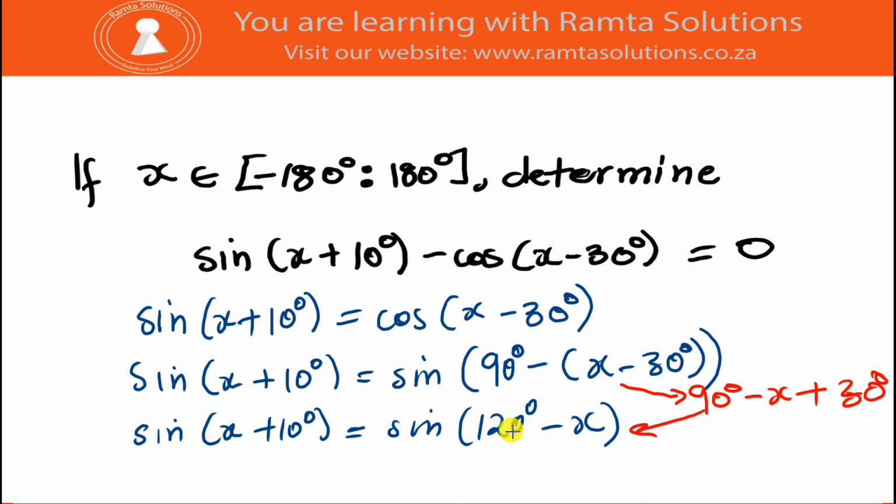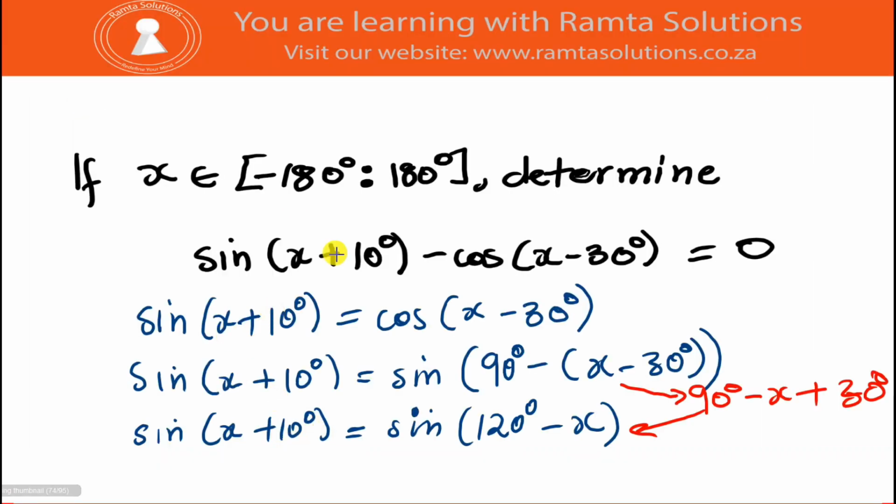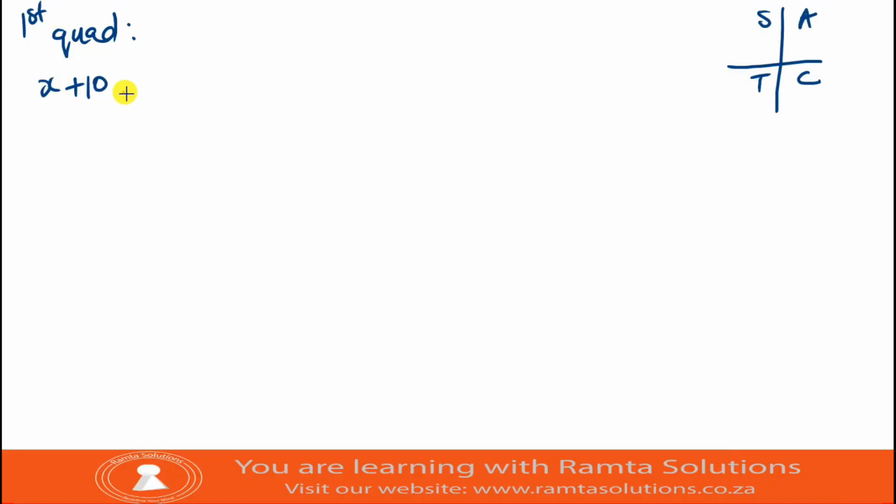With that being said, this means sine is positive, because as you can see, sine(x + 10) equals positive sine(120 degrees minus x). So where is sine positive? Again, using our CAST diagram, All Students Take Coffee, sine is positive in the first quadrant. In the first quadrant we have x + 10 degrees, which is our angle, equals our reference angle, 120 degrees minus x, plus 360 degrees k, where k is an element of the integers.